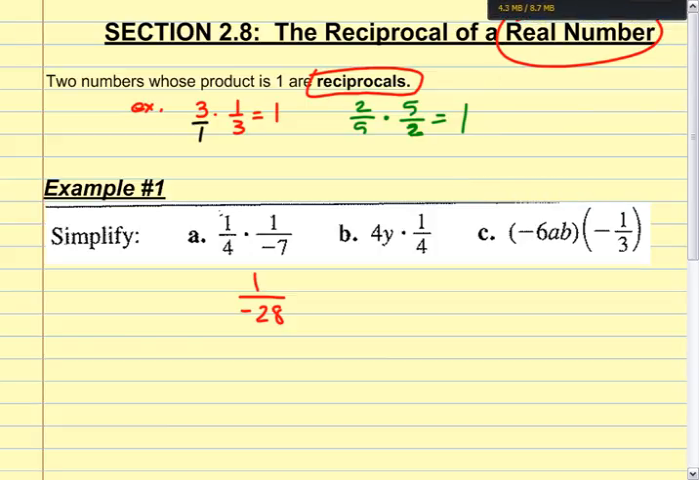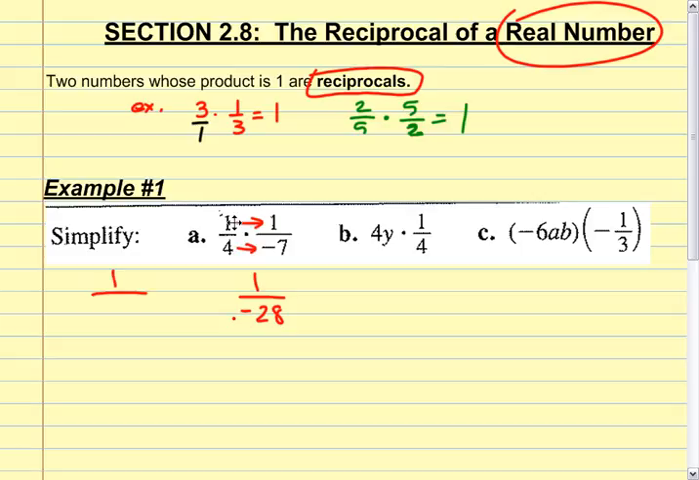Multiplying fractions, of course, just to remind you, we multiply straight across. Numerator times numerator, denominator times denominator. Okay? 1 times 1 is 1, and then 4 times negative 7 is negative 28. Okay? Now with a fraction, the negative can go on the bottom.